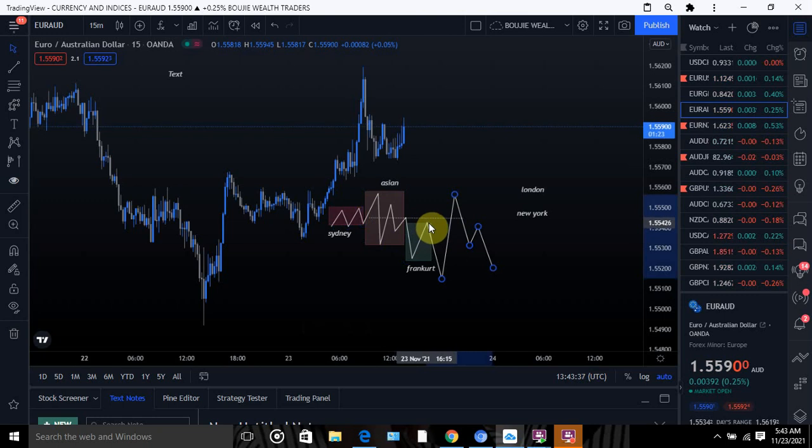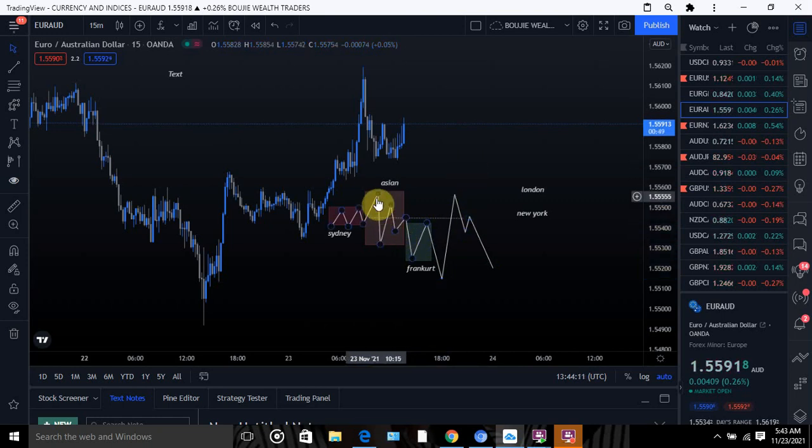Remember, Frankfurt session is just 1 hour or 1 hour 30 minutes. So when London breaks the high and the low of the Frankfurt, it creates an order block. Usually that order block occurs in the middle of the Asian session, like I've shown you here, that you can highlight the 50% of the Asian session. Mostly that's when our point of interest occurs.